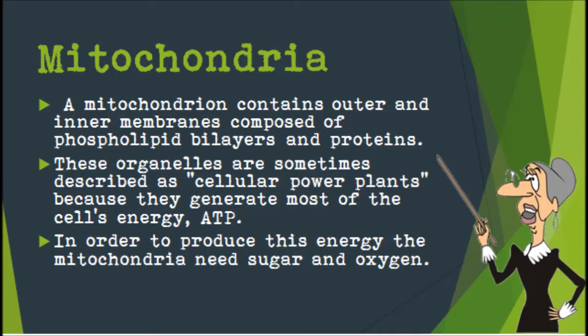A mitochondria contains outer and inner membranes composed of phospholipid bilayers and proteins. These organelles are sometimes described as cellular power plants because they generate most of the cell's energy, ATP. In order to produce this energy, the mitochondria need sugar and oxygen.